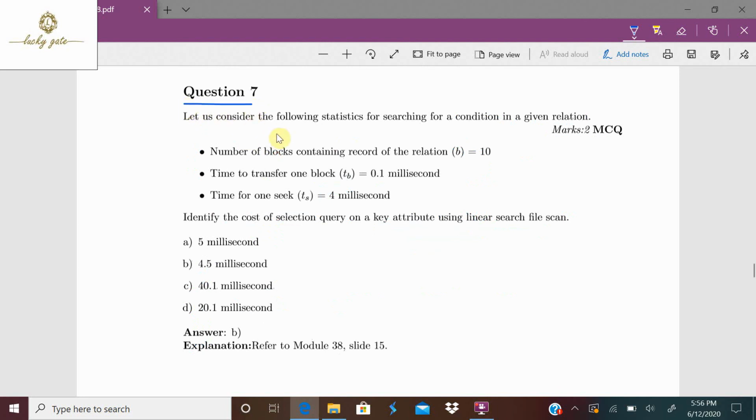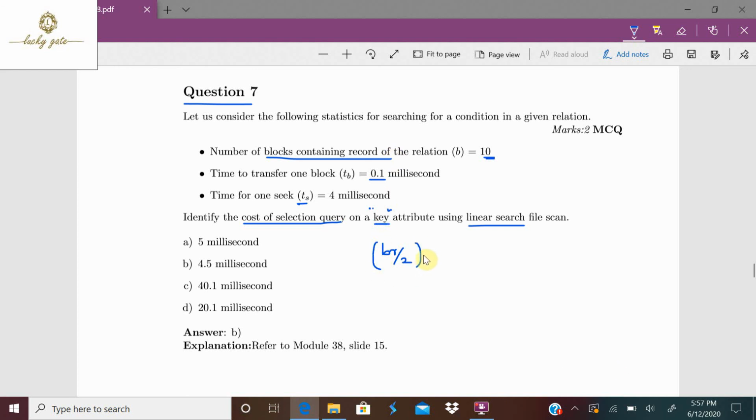Coming to question number 7. Let us consider the following statistics for searching for a condition in a given relation. Here it is given that the number of blocks containing records is 10 blocks. Time to transfer one block is 0.1 milliseconds. Time for one seek is 4 milliseconds. Now the question is, identify the cost of a selection query on a key attribute. Selection on a key attribute using the linear search file scan algorithm. Here the formula is directly BR by 2. What is BR? Blocks containing records of a relation.